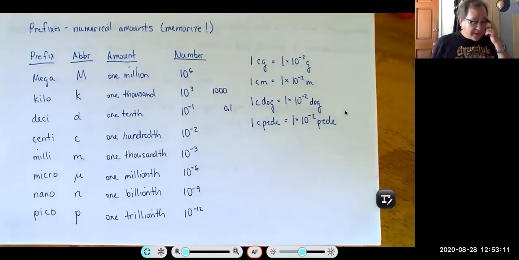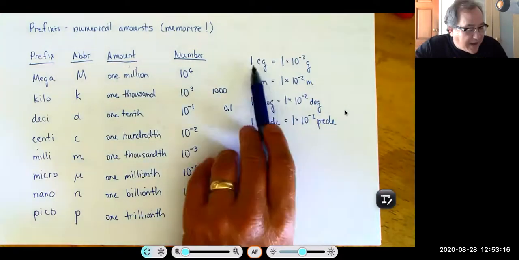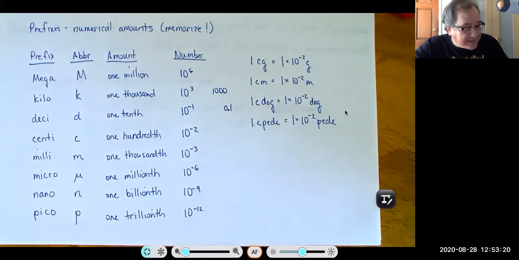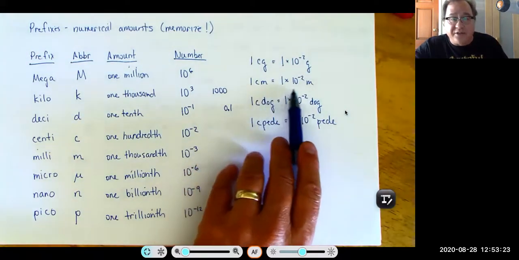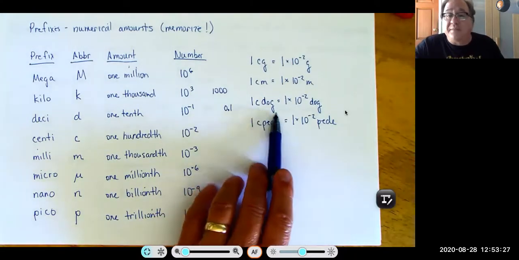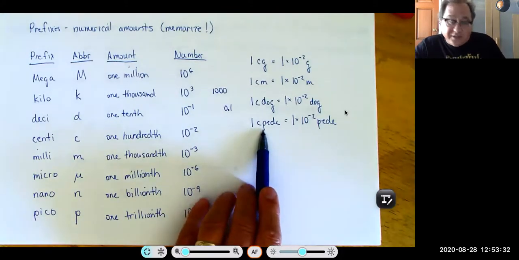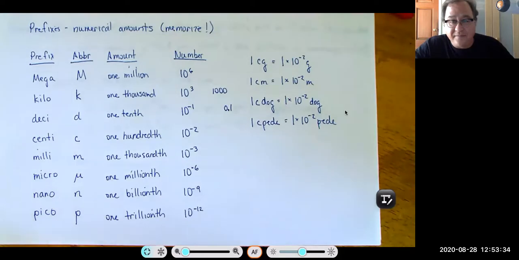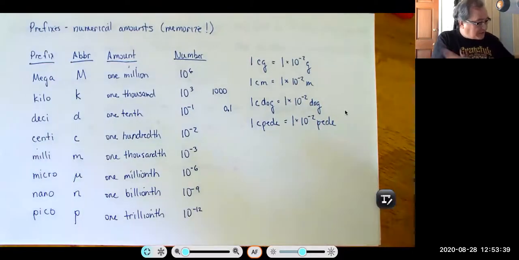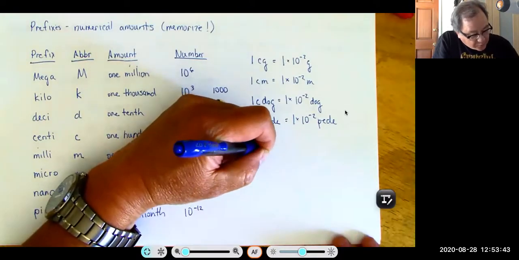Okay. Now, here's an example of how you might use a prefix. If you had a centigram, that would be 1 times 10 to the minus 2 grams. If you had a centimeter, that's 1 times 10 to the minus 2 meters. And just for fun, I put a centidog is 1 times 10 to the minus 2 dogs, and a centipede is 1 times 10 to the minus 2 peds. Now, the way you get this is you just start off with something. So I'm going to start off with, let's talk about a nanometer. 1 nanometer is 1 nanometer.